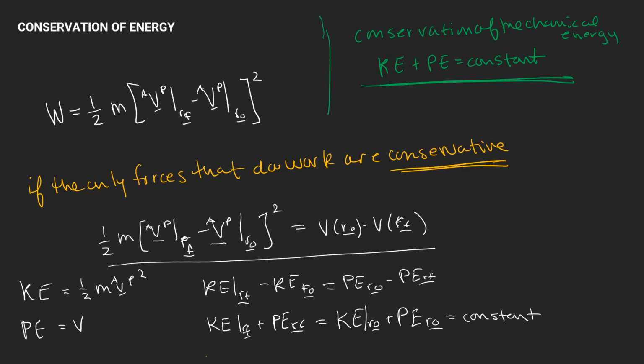And for systems where the only forces that do work are conservative, we can use this relationship in order to derive equations of motion. Now, that's not to say that you can't have non-conservative forces in your system. It's just that those non-conservative forces can't do work if you want to use this equation here. So in the next video, I will show you how you can use this conservation of mechanical energy equation in order to derive equations of motion.